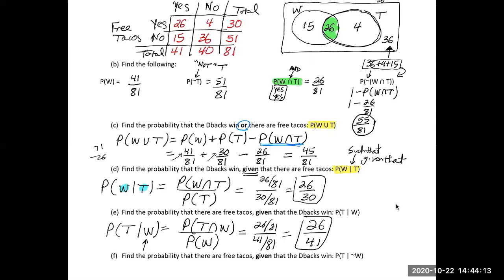Those 81s divide out. So again, you don't necessarily need the formula, though the formula is helpful in some contexts. You would just find your condition. That's the probability of W. So find the event W. And that would be winning. So that's this column. And then you ignore all this other stuff. And then just looking at that column, you have 26 times free tacos were given out of the 41.